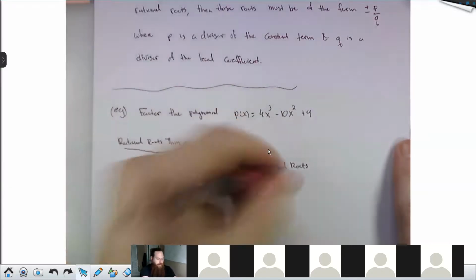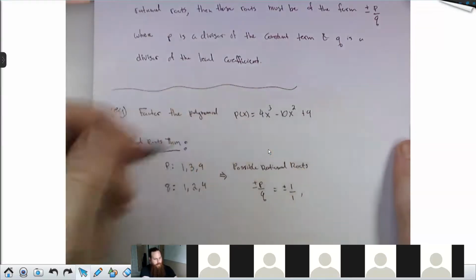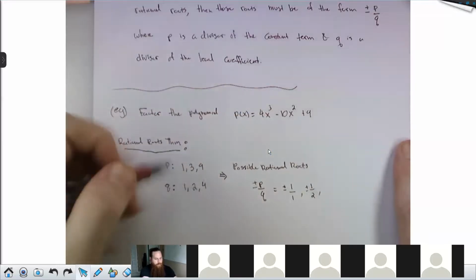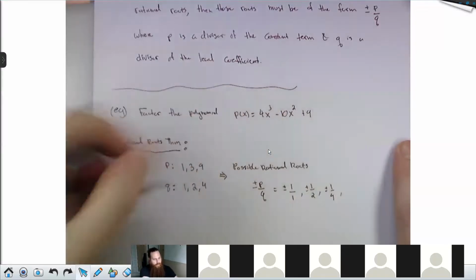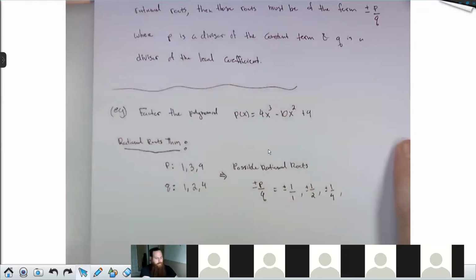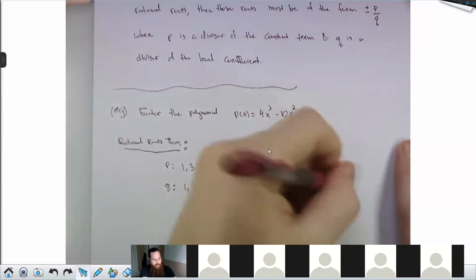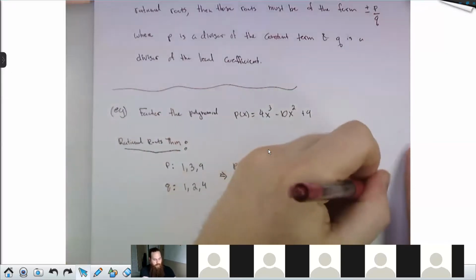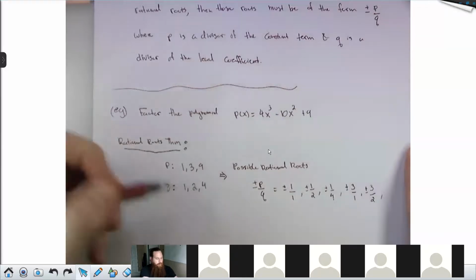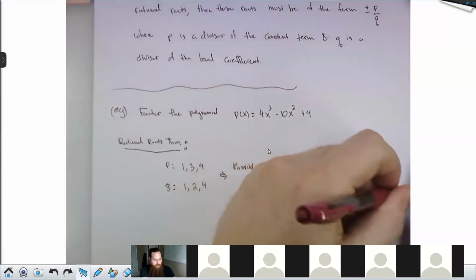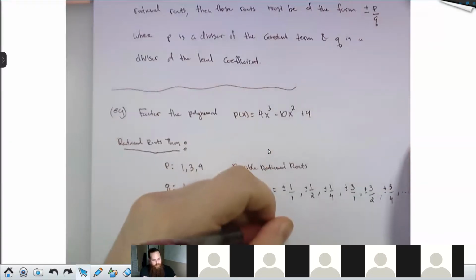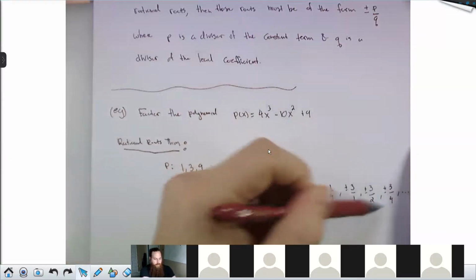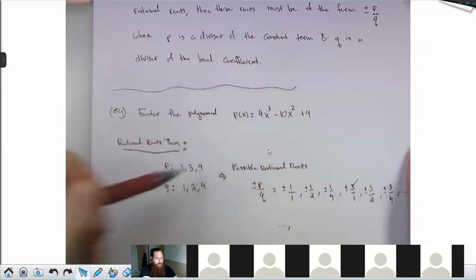So that could be plus or minus 1 over 1, plus or minus 1 over 2, plus or minus 1 over 4. That's all the possible guys with p equal to 1. Then I've got plus or minus 3 over 1, plus or minus 3 over 2, plus or minus 3 over 4. And I continue my list down here. So that's all the guys I could come up with whose numerator is 1, all the guys whose numerator is 3, and now all the guys whose numerator is 9.